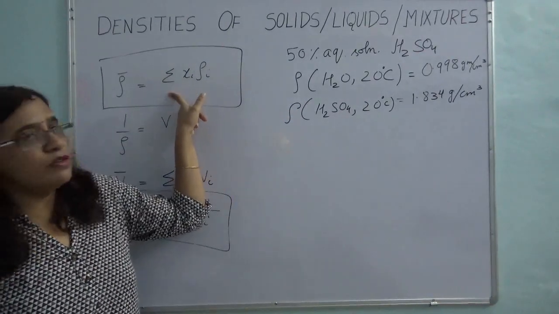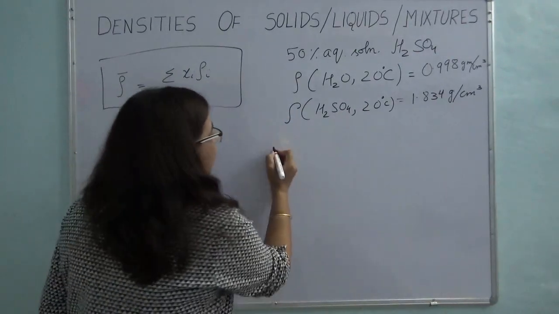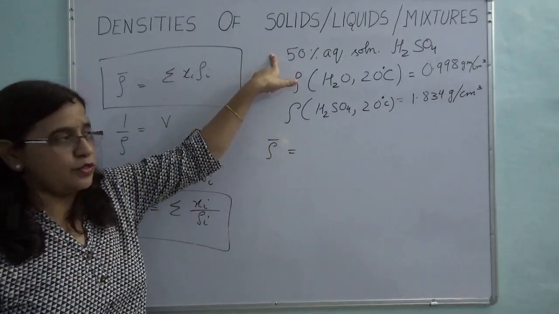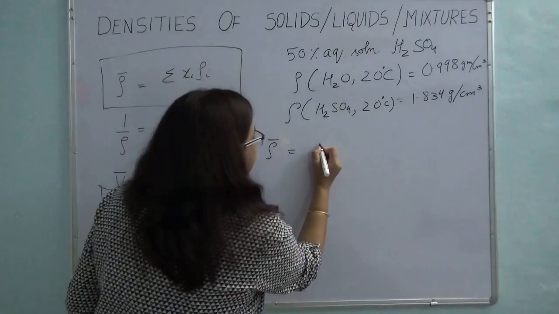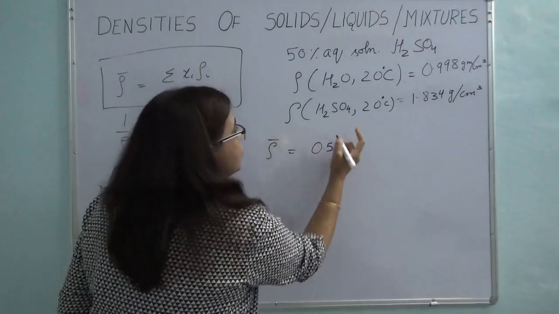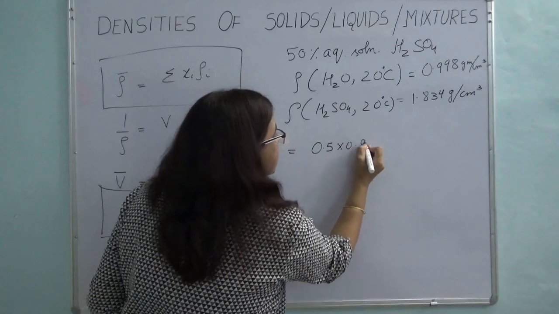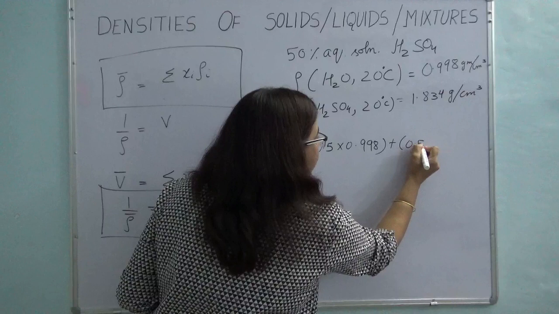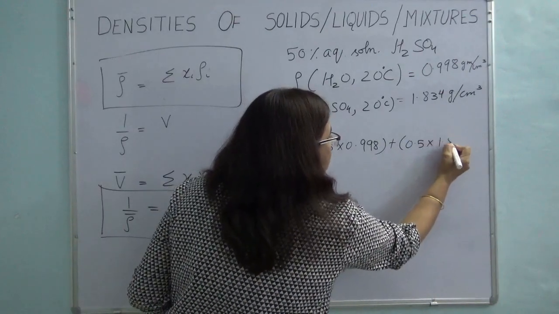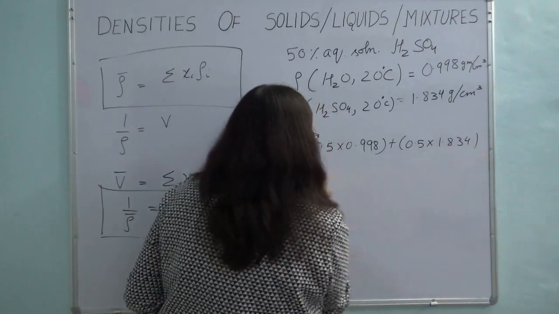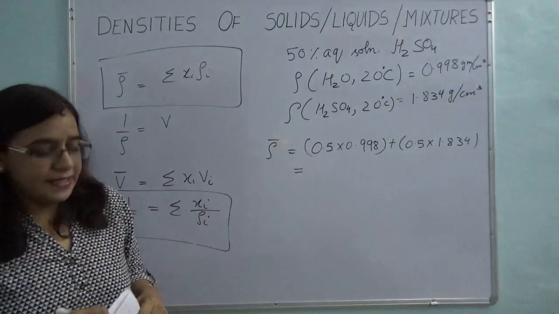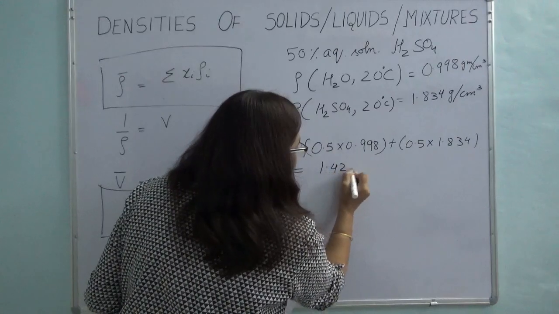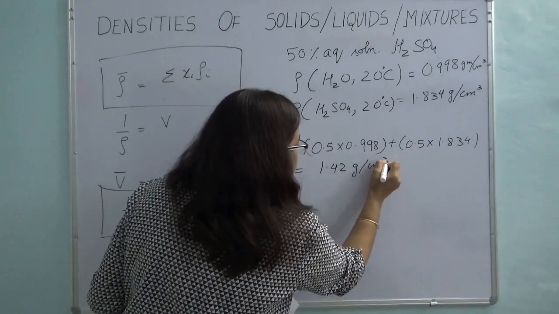First of all, I will make use of this equation and find out what will be the density of the 50% aqueous solution of H2SO4. How do I do it? It will be 0.5, that is XA, into rho A, 0.998, plus 0.5 times 1.834. Okay, so this is my density and it comes out to be 1.42 grams per centimeter cube.